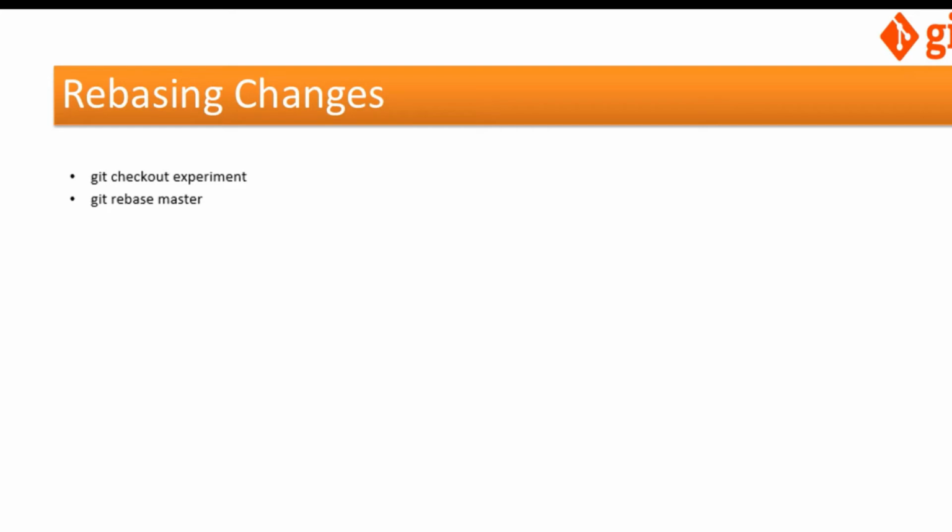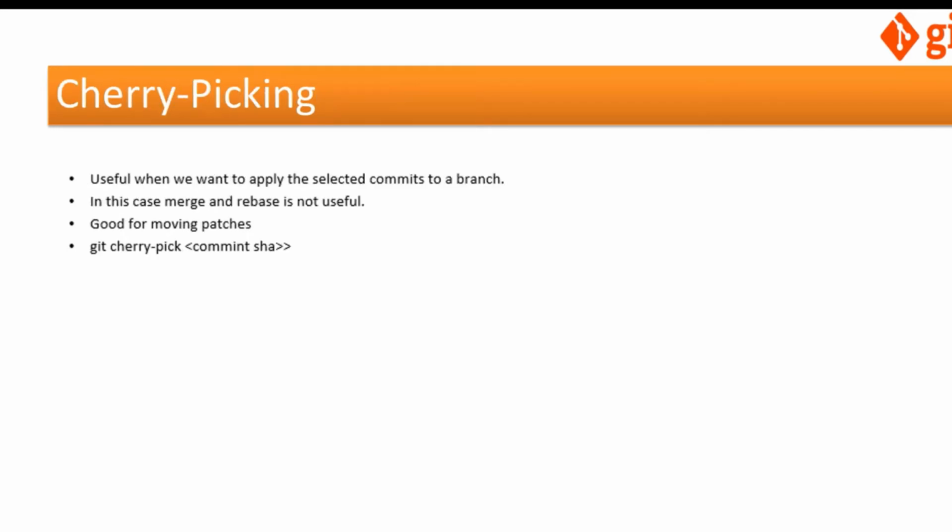So we can do that with rebase, on top of whatever you are working on. After that, we have cherry-pick, which is useful when we want to apply selected commits to a particular branch. In this case, merge and rebase are not useful; cherry-pick is good for moving patches. We just use git cherry-pick and the ID of the changes. This allows us to keep working going ahead, whereas rebase and merge would not help in this case.